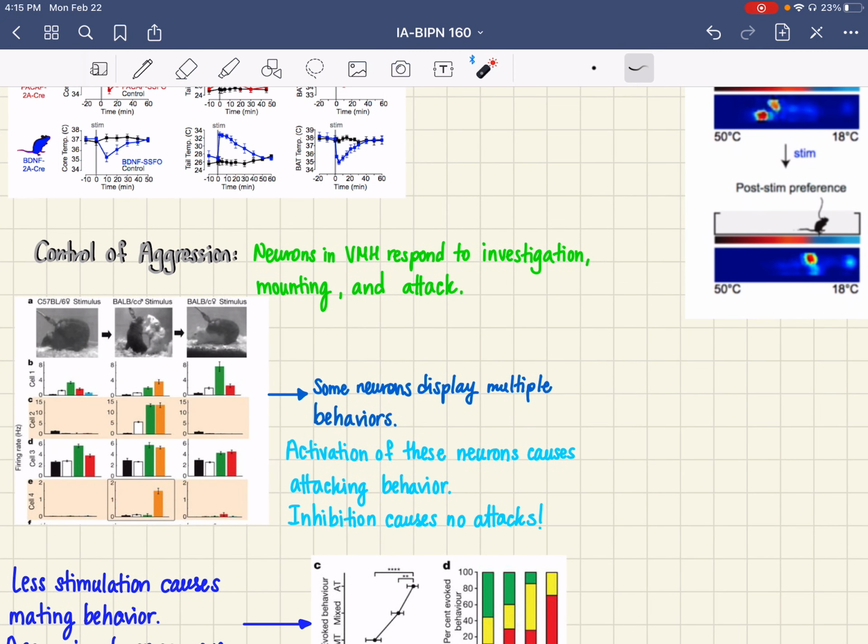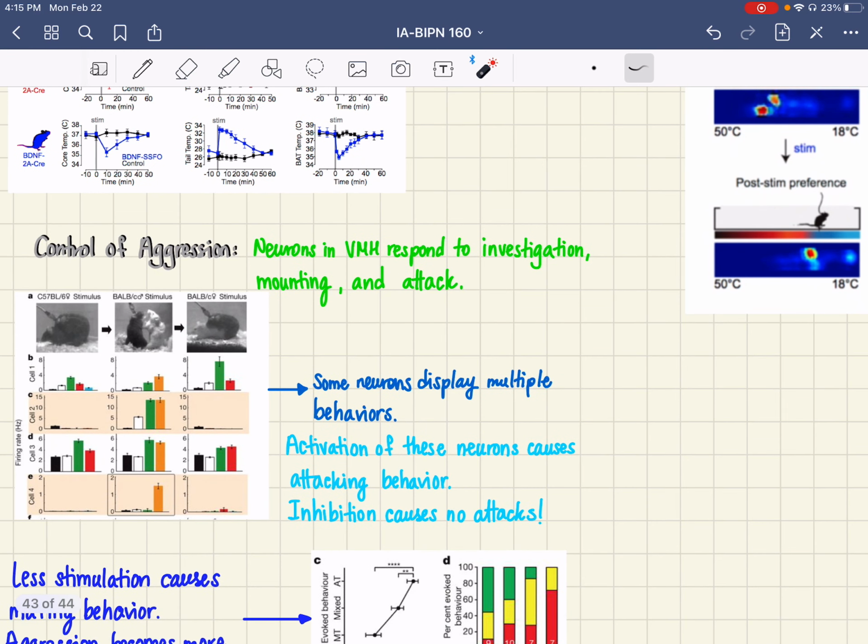Then the last topic that we talked about is control of aggression. And aggression is controlled by neurons in the VMH. And these neurons respond to a few things. They respond to investigation, they respond to mating behavior such as mounting, and they also respond to attacking.